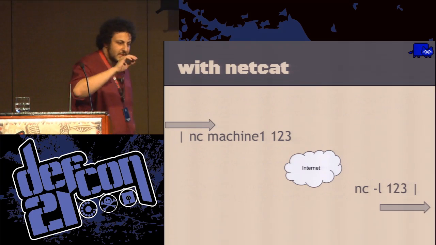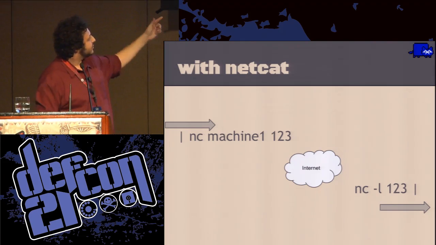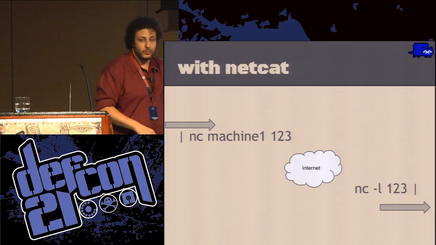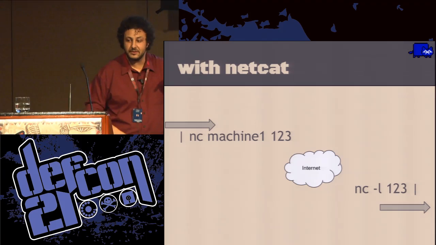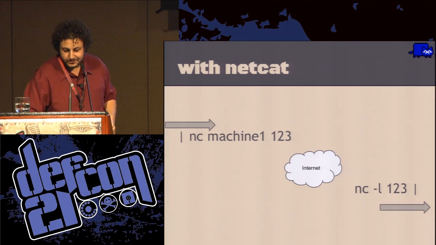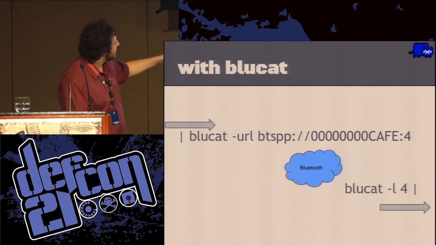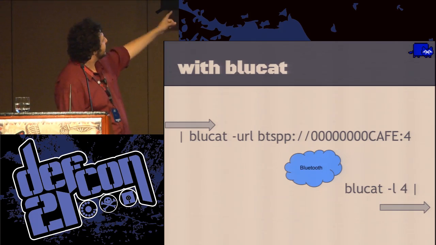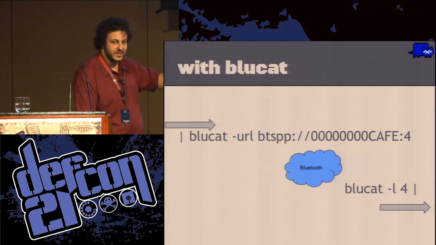All right, so a simple inline replacement for a Netcat example. We have Netcat, some machine name and a port, and that's going to connect to some server listening with Netcat on port 123. And then you can have a pipe going this way, and it comes out that side. That's the main demo of Netcat. We can do the same thing with Blucat. We listen on RFCOMM channel 4, and then we connect to this MAC address on RFCOMM channel 4, and it establishes that same connection.